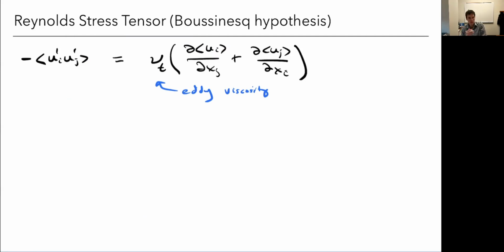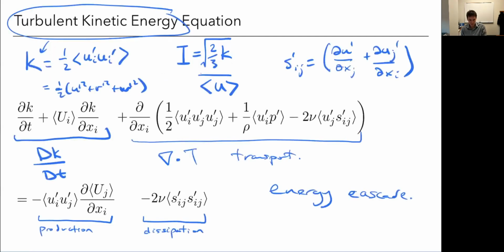I've used this hypothesis. And actually, this is not complete because this will not work. Because remember, the trace of this term here is, well, it's 2 times my kinetic energy. If I move the 2 over, the trace of this is 2 times kinetic energy.